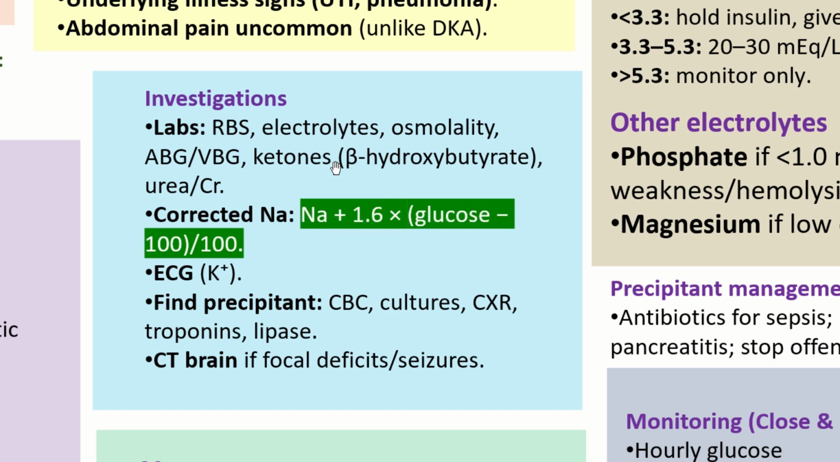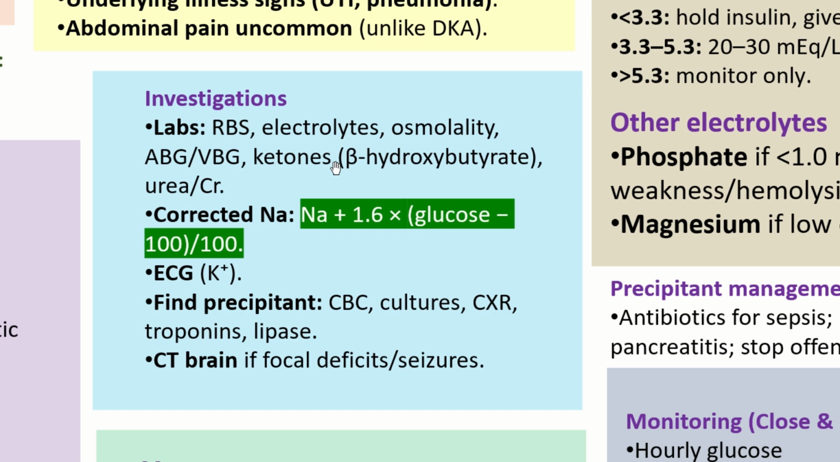When we look at the corrected sodium, this is very important, because as glucose increases or as osmolality increases, we have to correct for the sodium. Otherwise, the value we are getting may be either too high or too low. So the corrected sodium is going to be the sodium that we get plus 1.6 multiplied by the glucose minus 100, and you're going to divide that by 100.